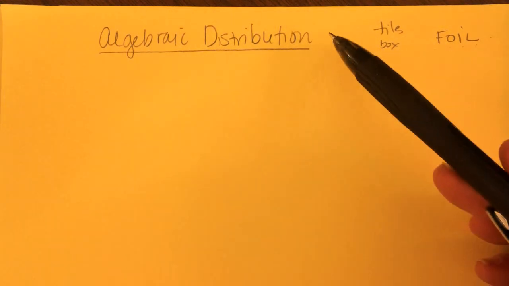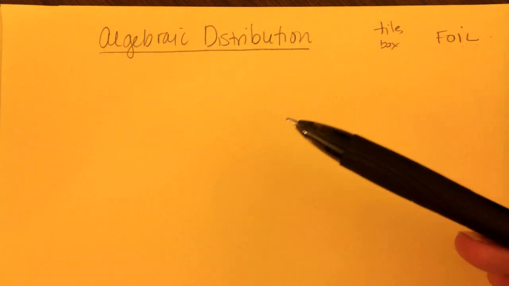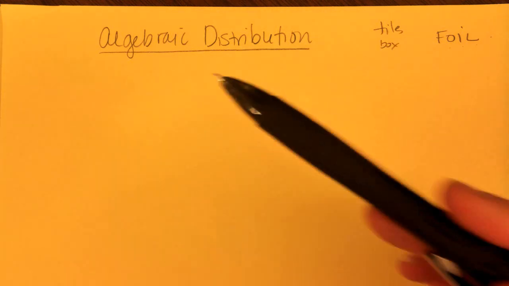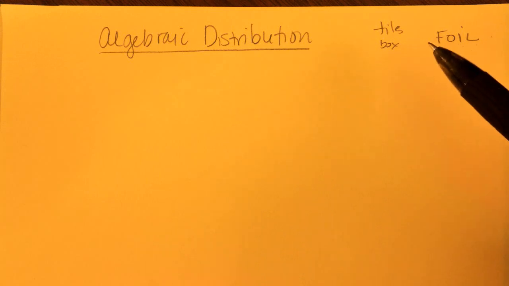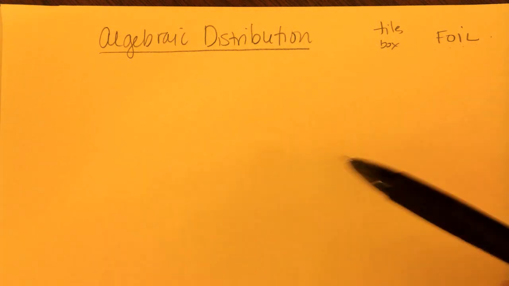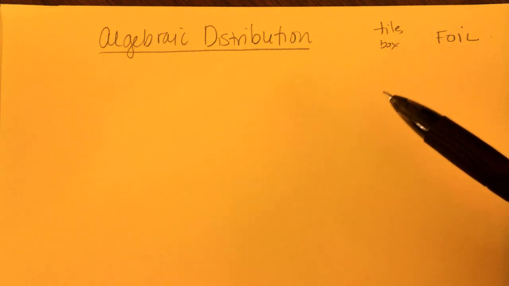Algebraic distribution is actually not my favorite method, even though it's the one that I learned and the only one that I knew before I started teaching algebra. I don't like it as well as the other one because I feel like the box is organized and it scales. So if I have a 2 by 3, I have an empty box for every set of terms I'm supposed to multiply together, so it helps me keep track of what I'm doing.